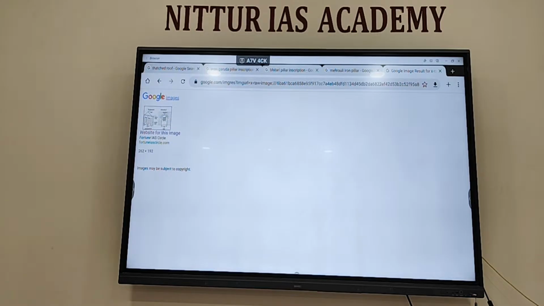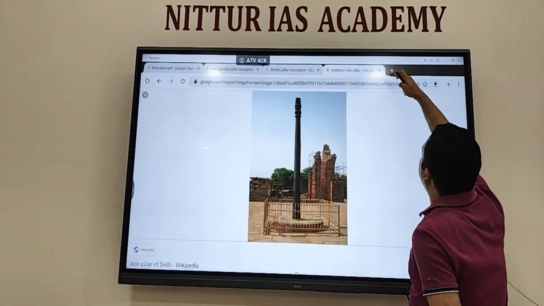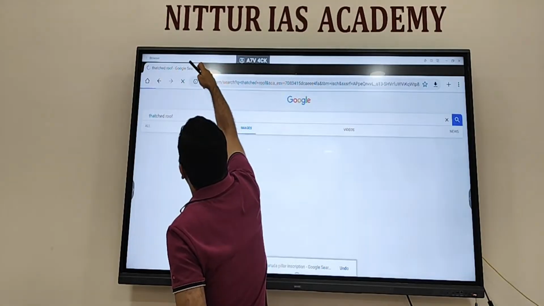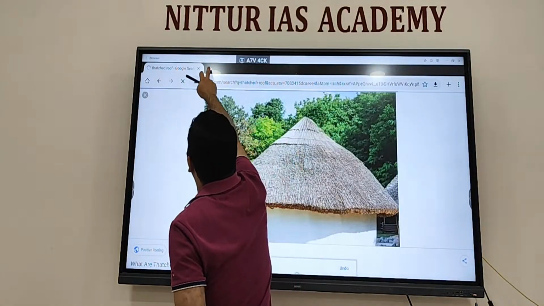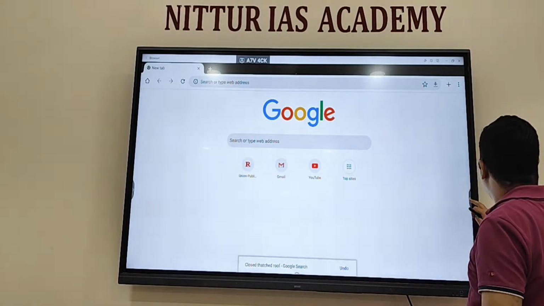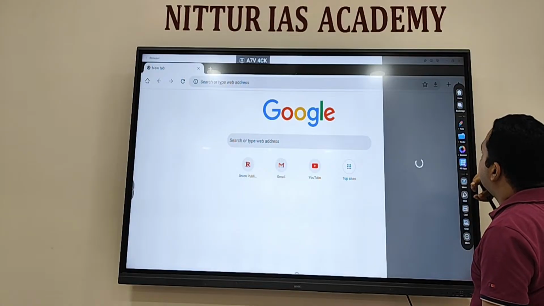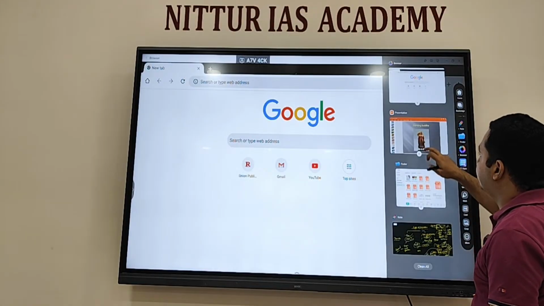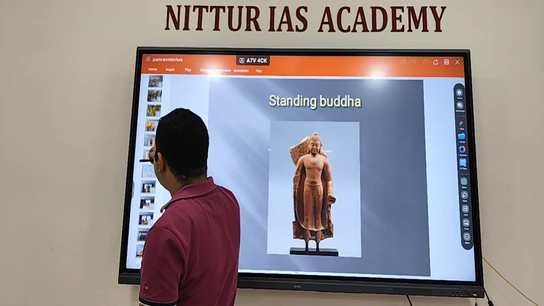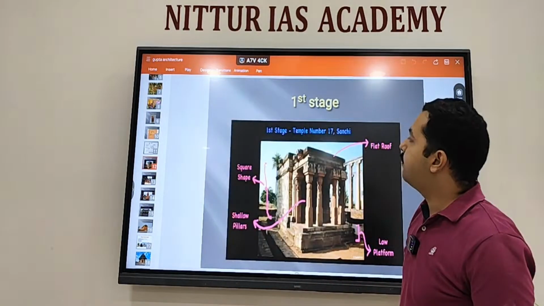Now we discuss one important thing Guptas brought. Which one? Temples. What is the most significant contribution of the Guptas? Temples. Which style of temple? Nagara style of temple. This temple has evolved into several phases. It was not formed in one phase.